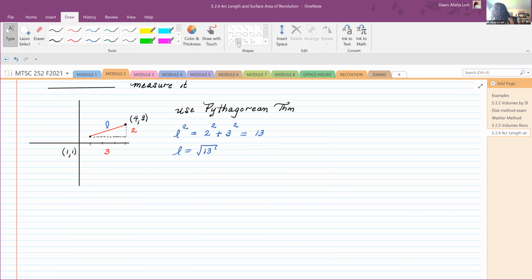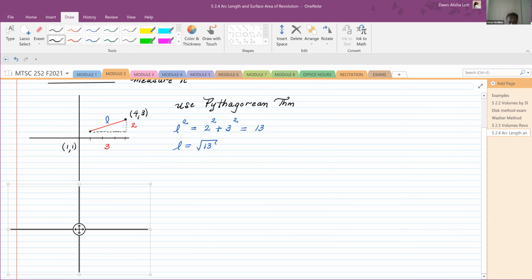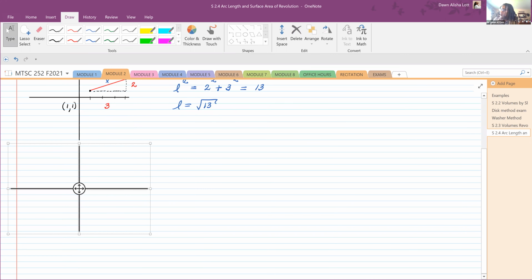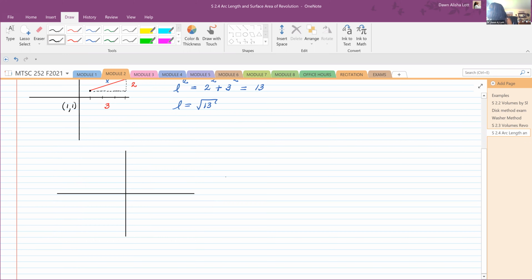Now I want to do the same thing, so I'm going to draw another picture. This time I'm going to find another length. So here's my length, between these 2 points, this point being (x1, y1) and this point being (x2, y2).